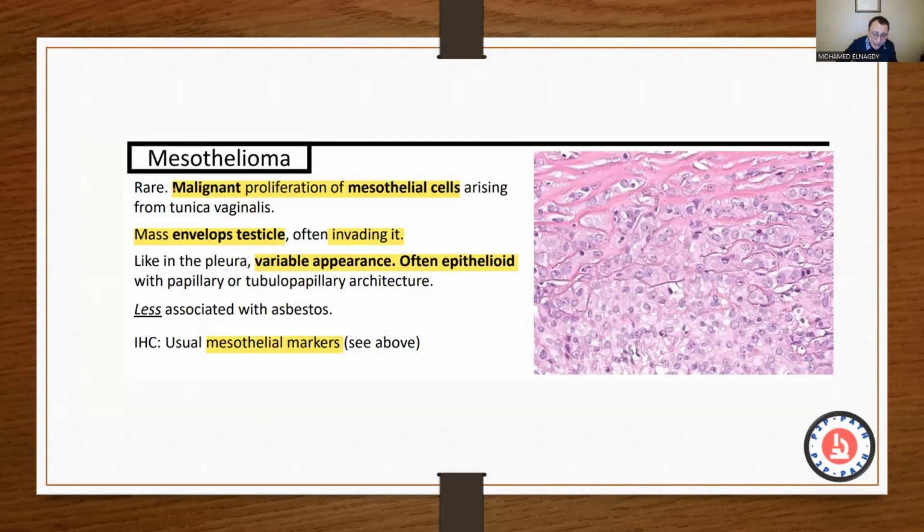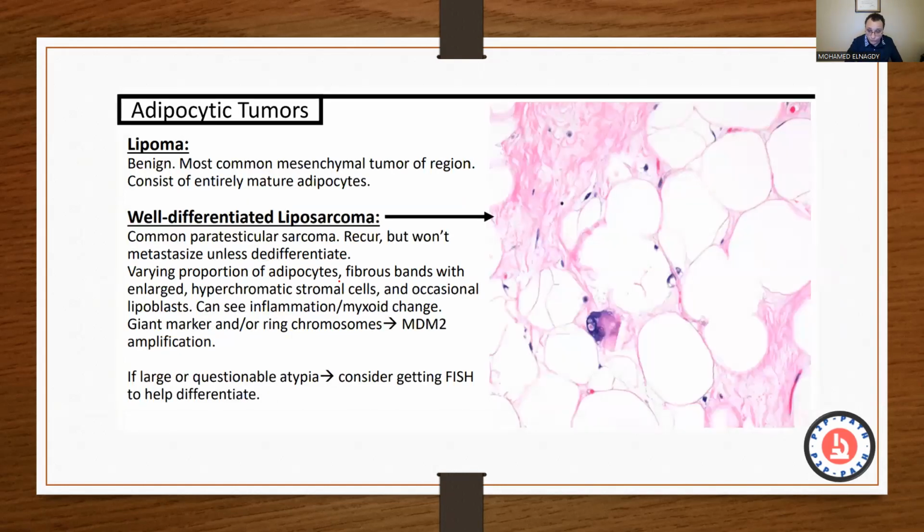Mesothelioma, it's very rare to happen in the testis, usually happens in the pleura. Malignant proliferation of mesothelial cells. You might have variable appearance, but often you get the epithelioid variant in the testis. These epithelioid cells, please remember, usually completely envelop the testis and invade the testicular tissue itself. It's also positive for mesothelial markers. Remember, D240 carotene WT1. It's less associated with asbestosis, unlike the malignant mesothelioma of the lung, which is highly associated with asbestosis. When we get there, we'll know that.